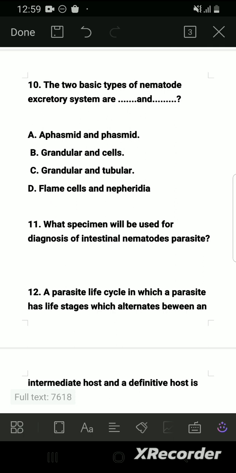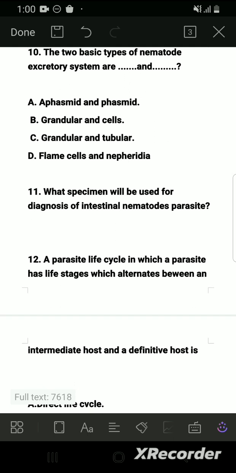So number 11 says, what specimen will be used for diagnosis of intestinal nematode parasites? I'm not asking you what specimen we are going to use in this case, like I've been saying all along. Nematode parasite, the infective stage, which is L2, is found where?